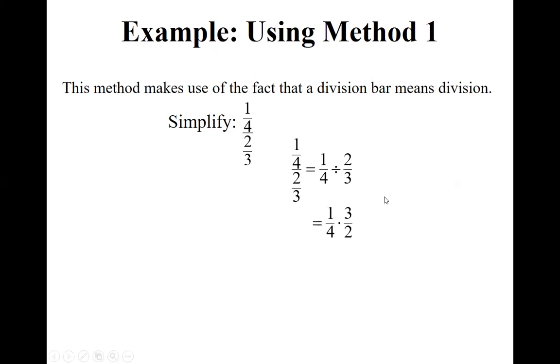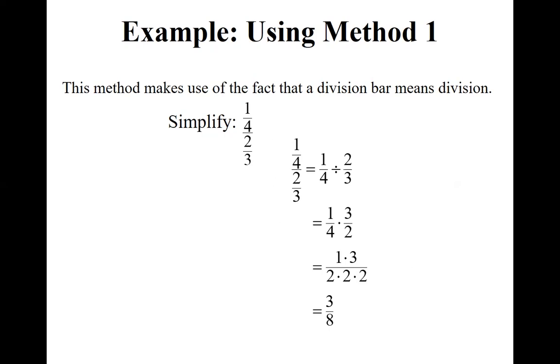1/4 times 3/2. That's 1 times 3 over 2 times 2 times 2, because 4 is 2 times 2. We see that nothing cancels. So this is just 3/8. We could have jumped straight there, but we were checking to make sure we didn't have any cancellation first. So 1/4 over 2/3 is 3/8.